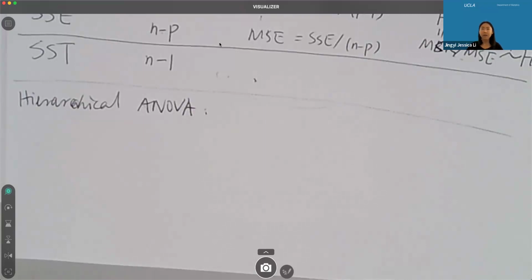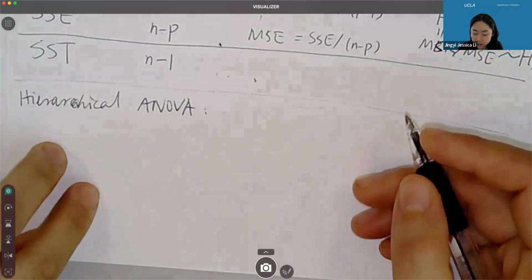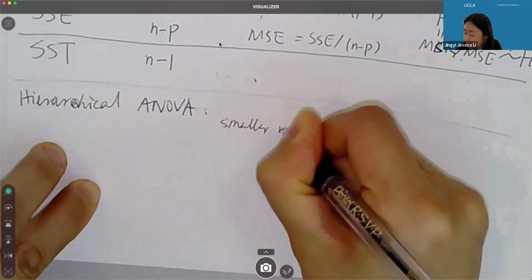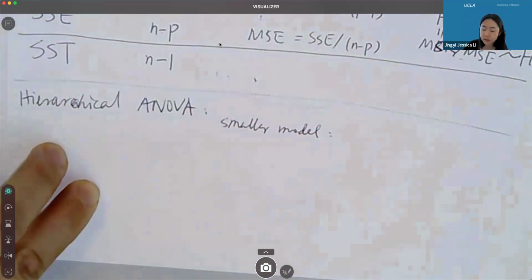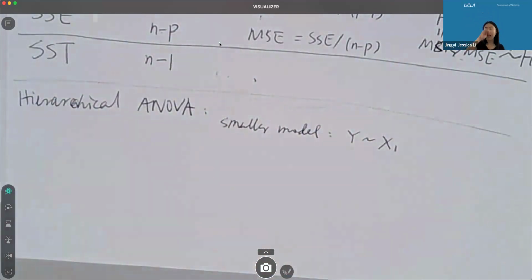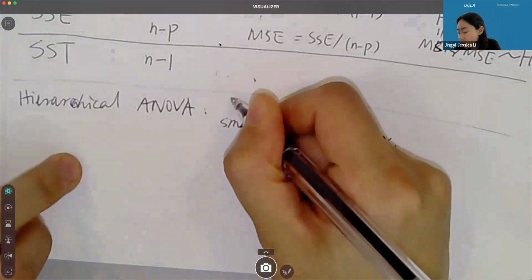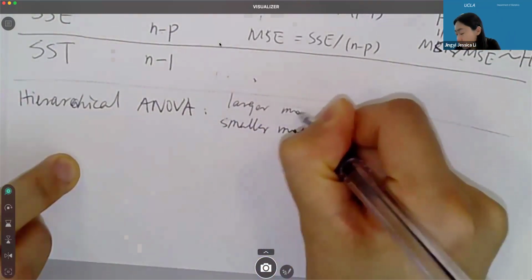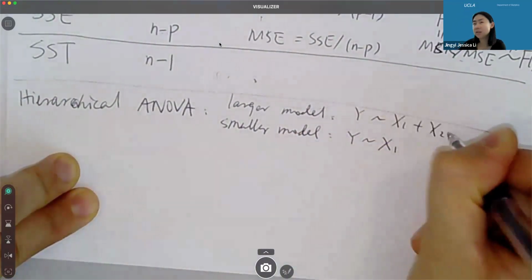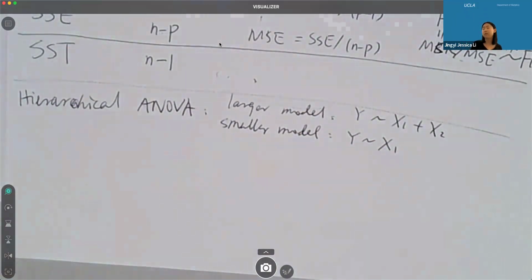Okay, so for hierarchical ANOVA, we are again comparing two models. One is a smaller model, which has fewer covariates. So maybe I'll just write it as Y regress on X1. X1 could be more than one covariate, but I'm just putting it into X1 as a block of covariates. And we have a bigger, larger model, that's Y regress on X1 plus X2. So X2 are some additional covariates you want to consider.